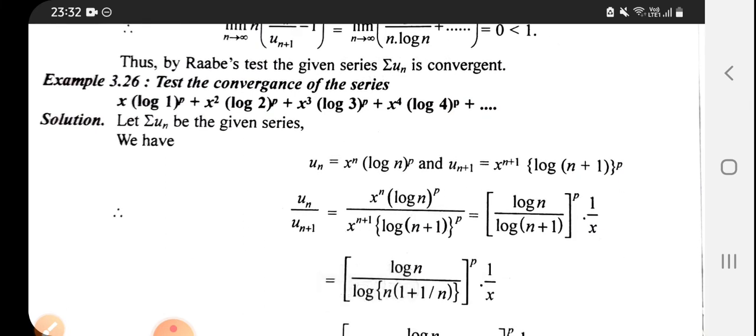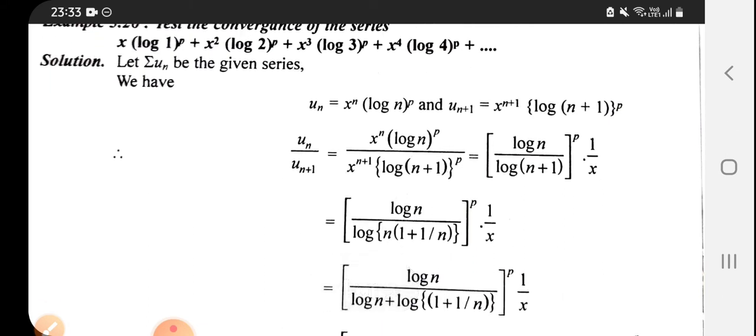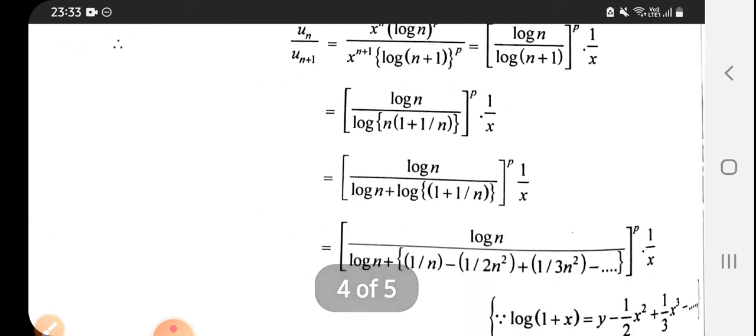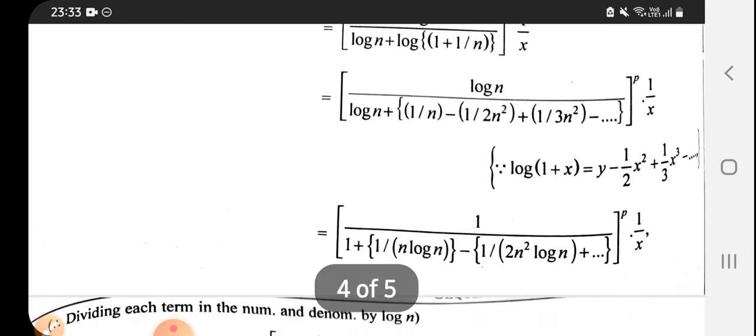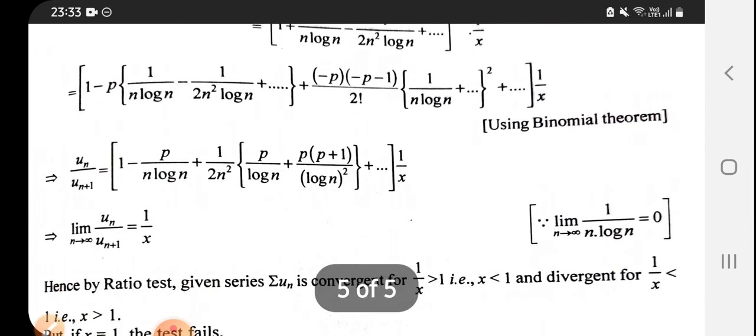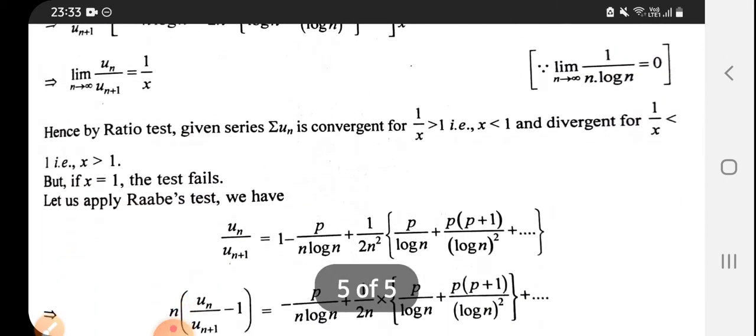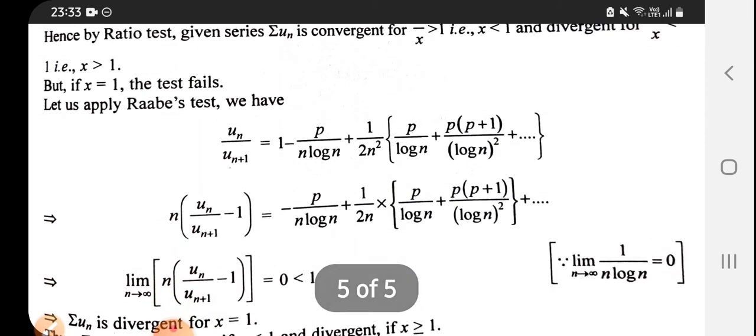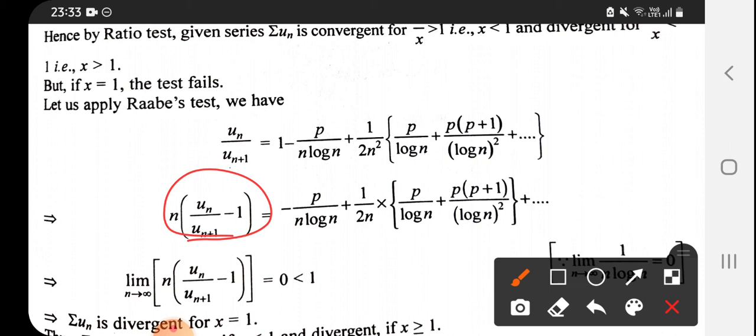Test the convergence of the series. In this next problem, we find un plus 1 and the ratio un upon un plus 1, that is 1 by x, into this given expression. We apply the logarithmic series, and after applying it we get 1 by x. If 1 by x is greater than 1 then the series is convergent, less than 1 then the series is divergent. For x equal to 1 this test fails. By Raabe's test we get n times (un upon un plus 1 minus 1), and this value is 0 which is less than 1, therefore the series is divergent.